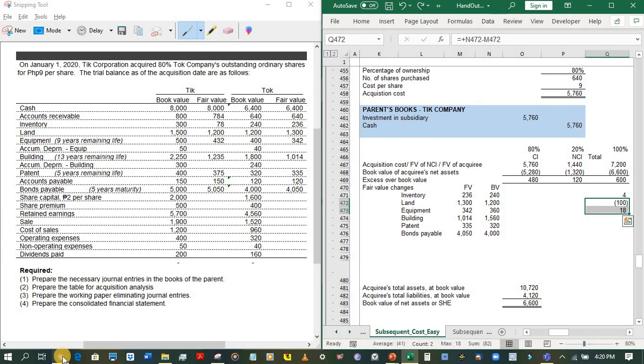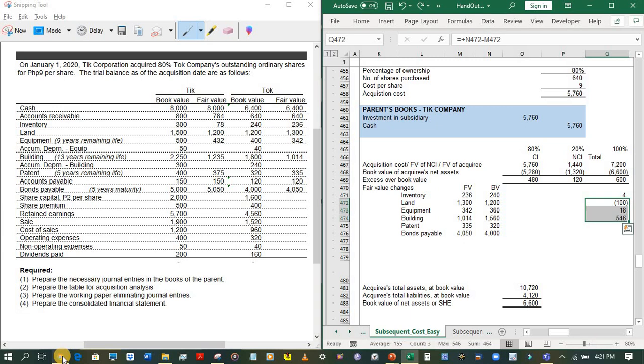Then our debit is goodwill for 18 pesos. Since goodwill is debited, it is added to goodwill of 600. That is why this is positive. Again, I forgot, the land is undervalued. It is undervalued because the amount recorded in the books is 1,200. However, the fair value is 1,300.